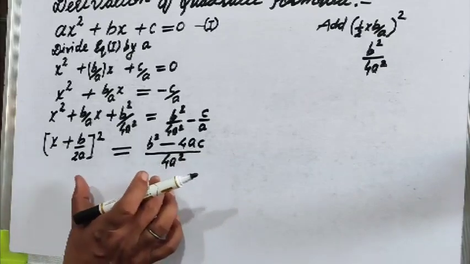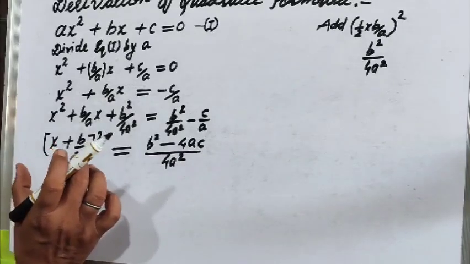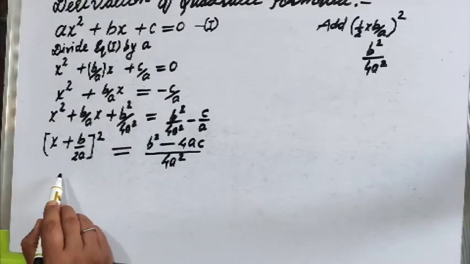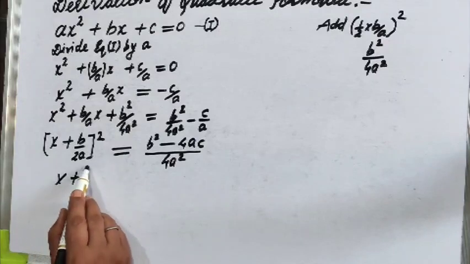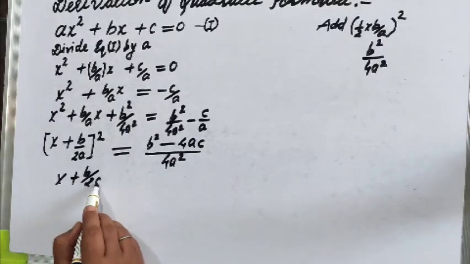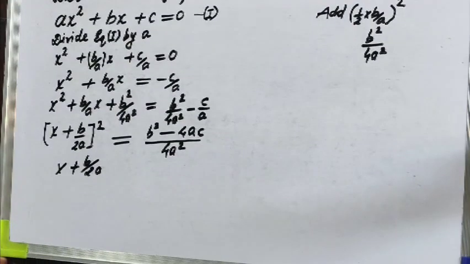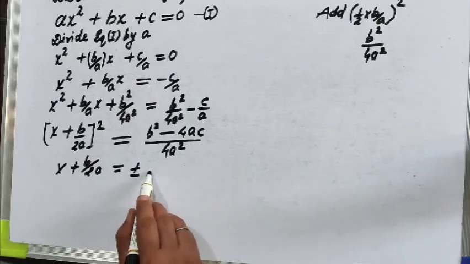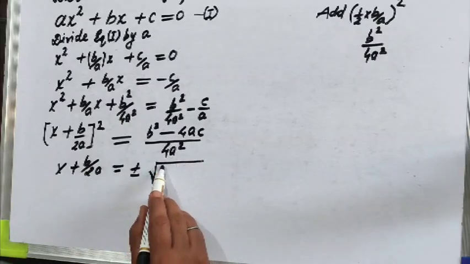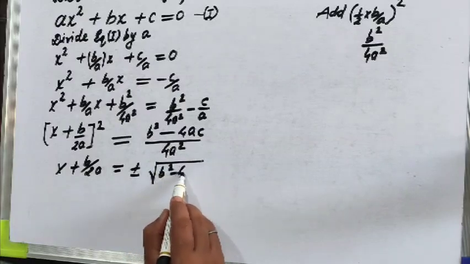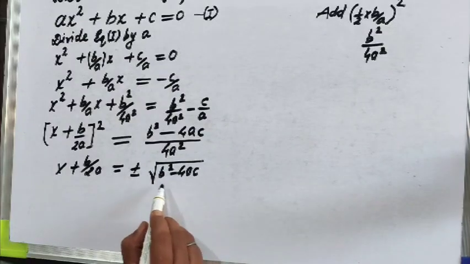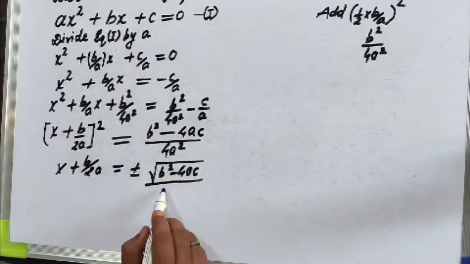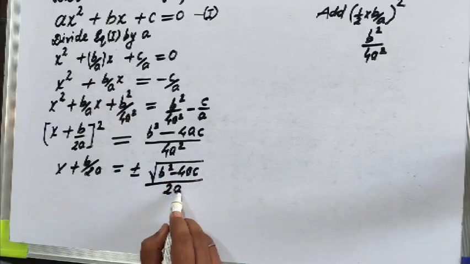Now I will take a root of this left hand term and the right hand term. When you take a root, this will get rid of the square sign, and you will get x plus b by 2a, which is equal to plus minus under root of b square minus 4ac, divided by 2a, because the root of 4 is 2 and the root of a square is a, so 2a.